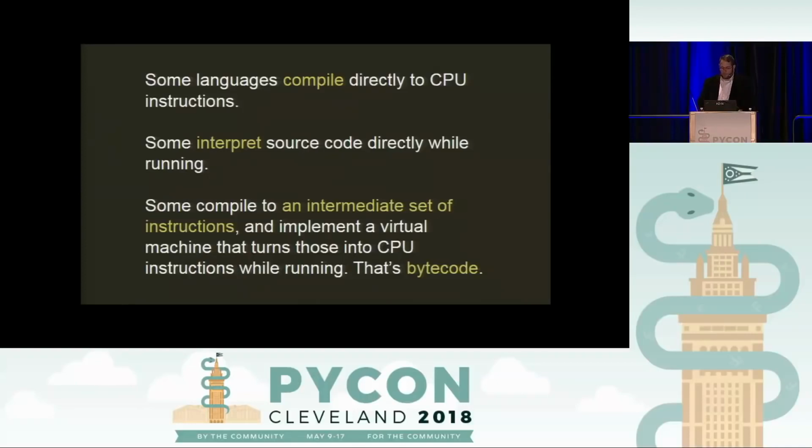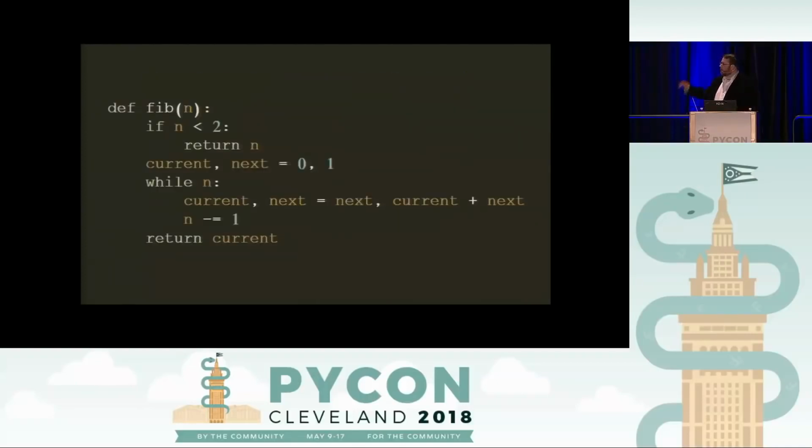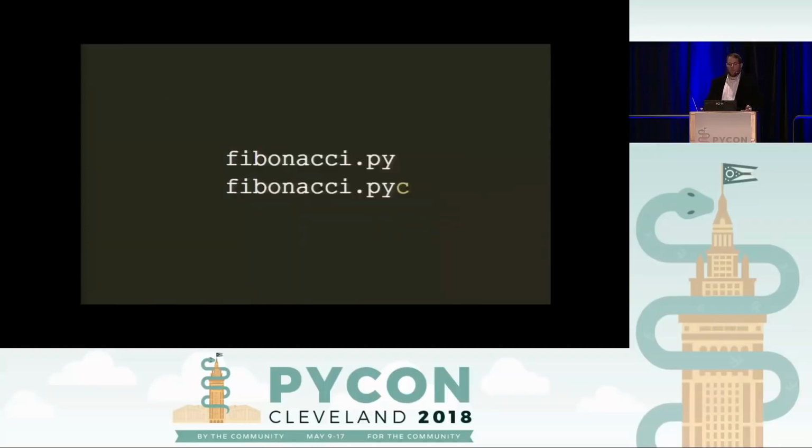So let's take a look at how this works. We're going to look at a Python function. This calculates Fibonacci numbers. So this should be pretty easy to understand. We just have a little if we're less than 2, return, otherwise, loop, figuring out what the next Fibonacci number is, eventually return it. How will Python actually execute this function? Well, has anybody ever seen a file with an extension .pyc?